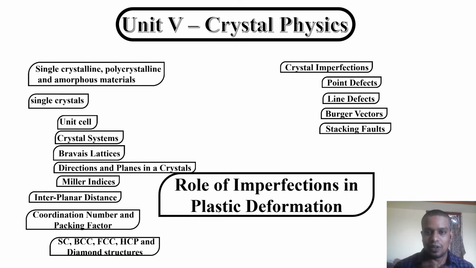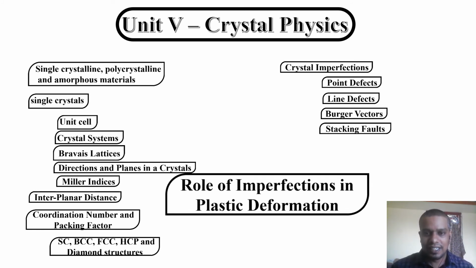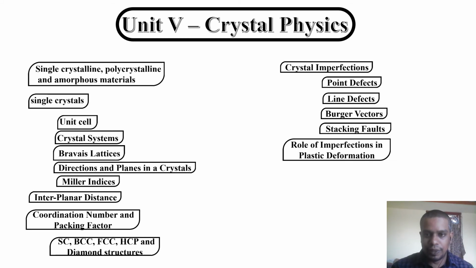After that, the role of imperfections in plastic deformation. Based on the first topic, we have covered elasticity, the first unit. In the fifth unit, we have studied the internal structure of solids. Once you have that, we have to know the role of these imperfections in plastic deformation. That is what we will discuss under this topic.